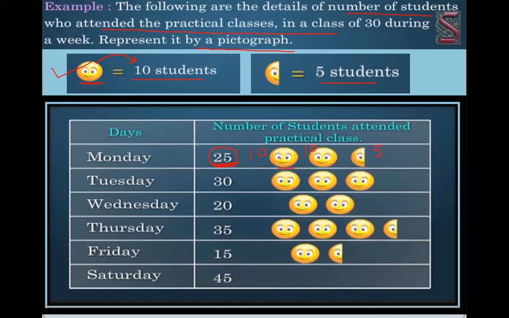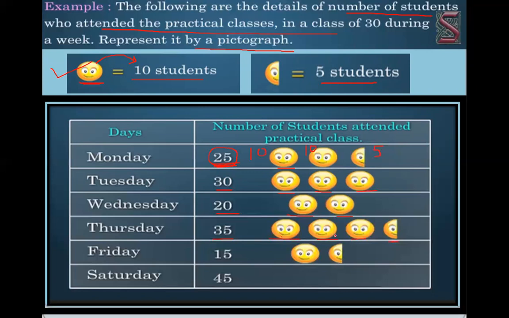What is the total of the smileys? 25. So it means I have represented the numerical value in the form of smileys, in the form of picture. In the same way, you have to represent 30. For the 30, you have to draw 3 smileys, and for 20, you have to draw 2 smileys, and for the 35, you have to draw the smileys, then you have to draw a half smiley.